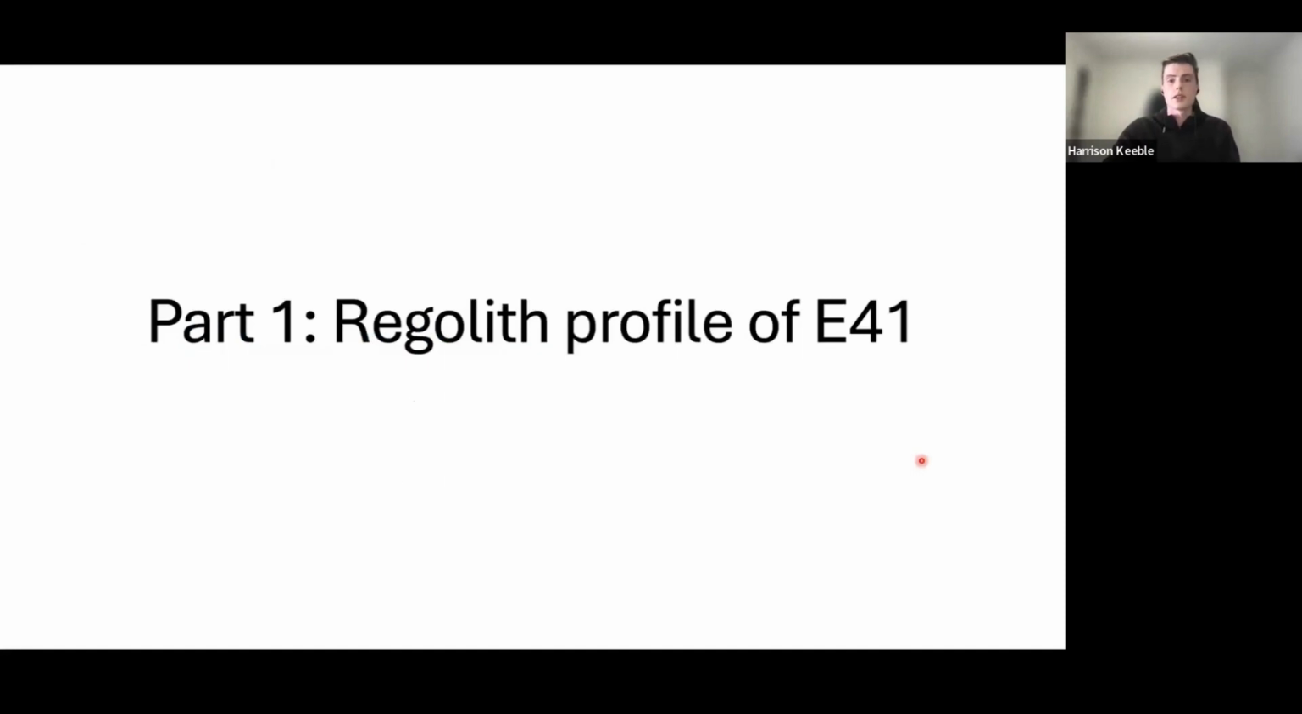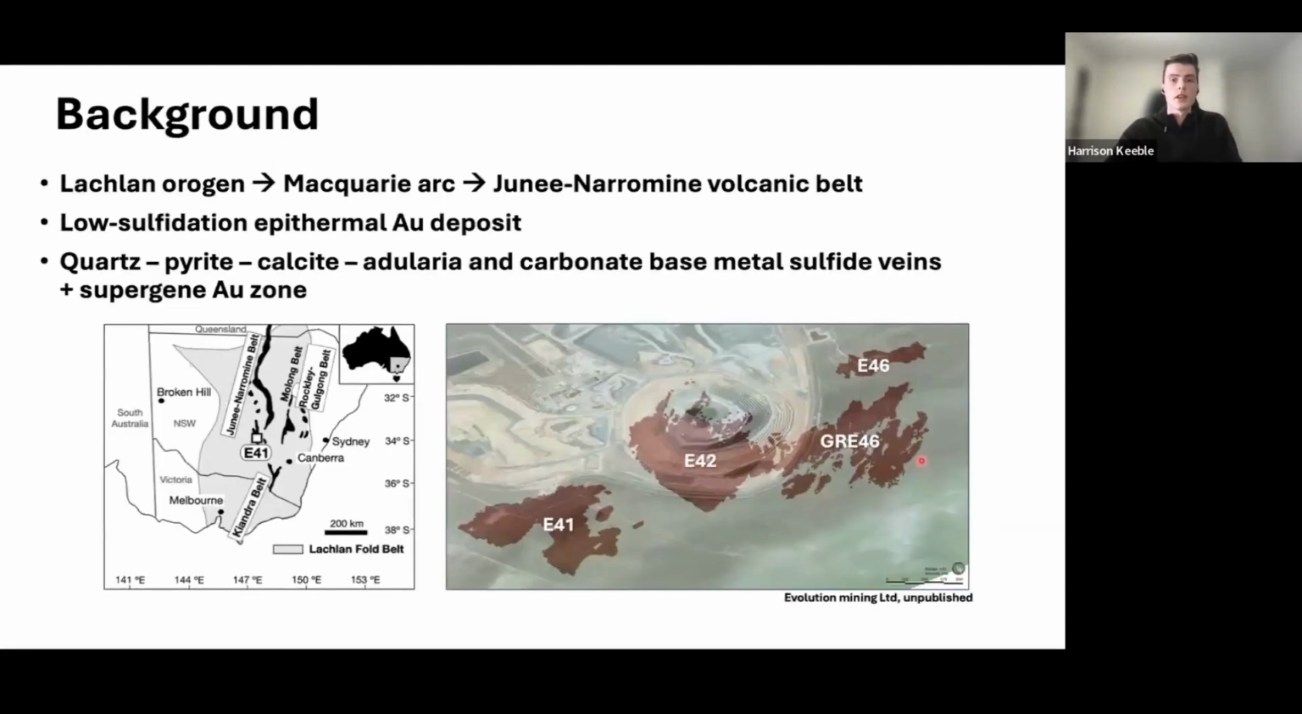So to start with, the regolith profile of E41. E41, which is located at the Keeble Gold Mine, is operated by Evolution Mining. It's in central New South Wales. You can see it just here. It's part of the Gin Narromine volcanic belt within the Macquarie Arc, and is a low sulfidation epithermal gold deposit. On the right, you can see a figure of the site plan of the Keeble Gold Mine. You see E42, the main deposit, and the open pit for the mine. Just to the south of it is E41, half covered down here by the ephemeral Lake Keeble.